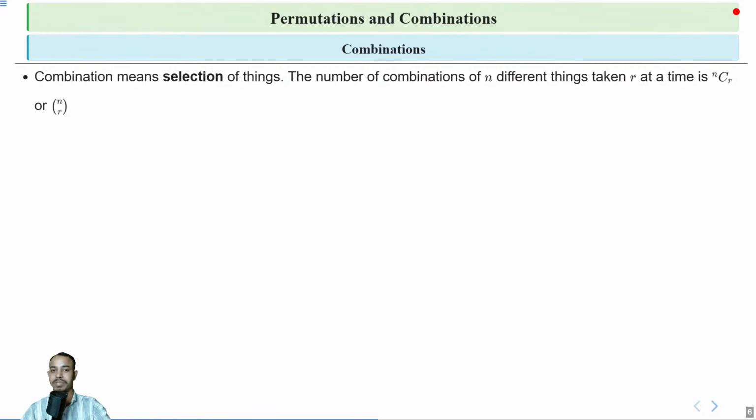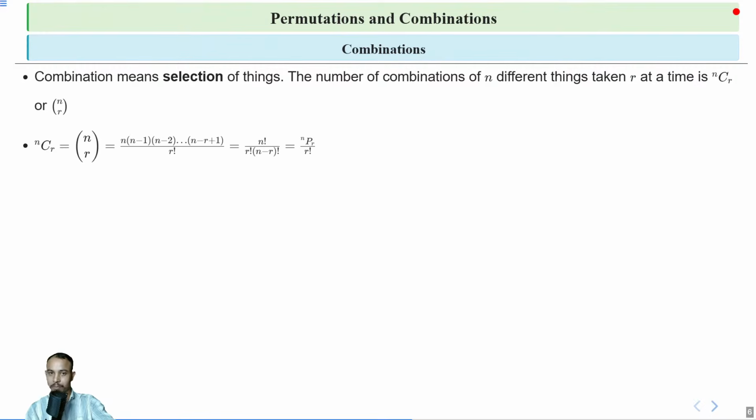Suppose you have 3 bags and you want to select from them; in that case you use combination. So combination means selection of things. How do we find combination and how do we denote it? The number of combinations of n different things taken r at a time is nCr, or n choose r. It can be written as nCr or n choose r.